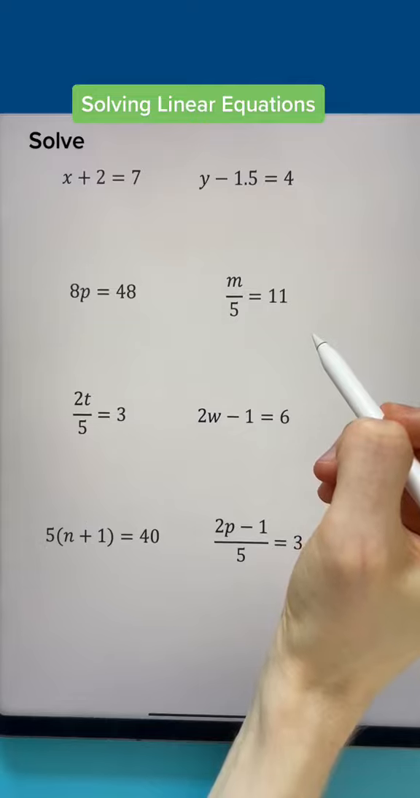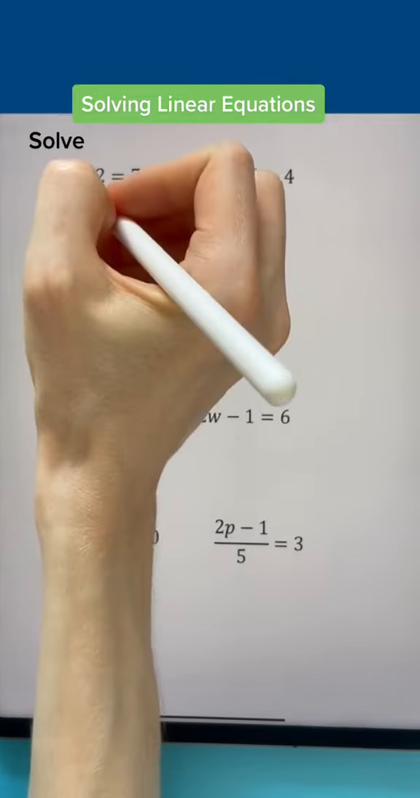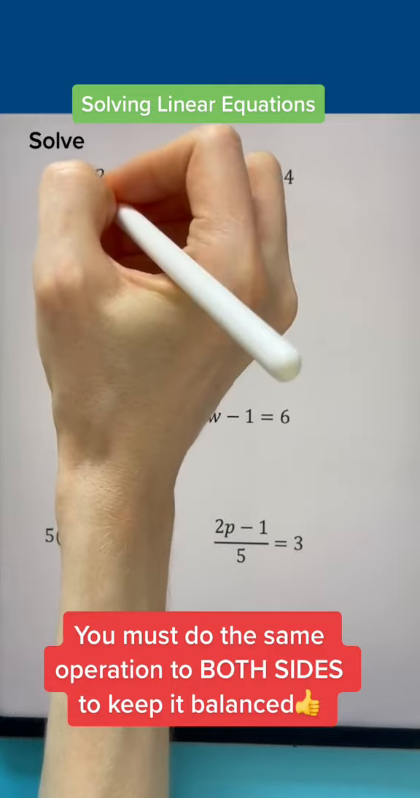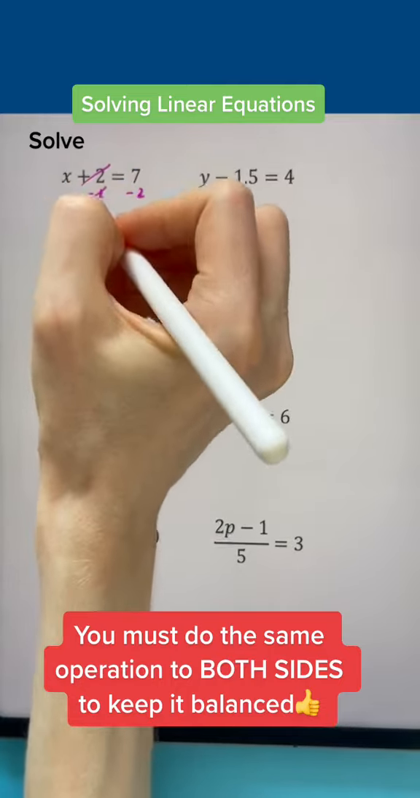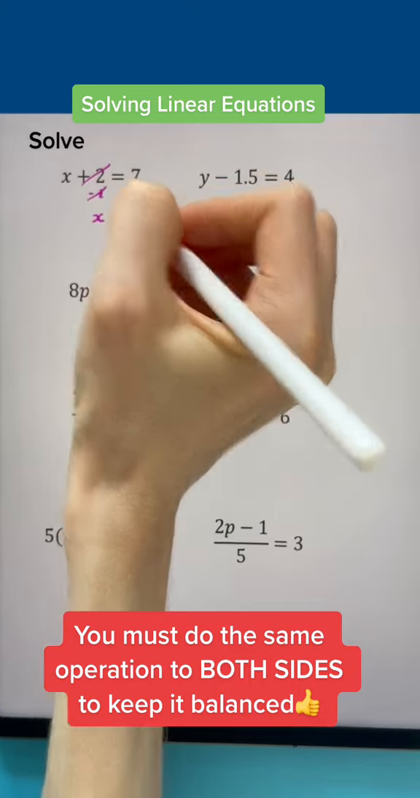Solve means to work out the value for the letter. Here the opposite of add 2 is to subtract 2 from both sides. 2 take away 2 will cancel, leave us with x, and 7 take away 2 gives us 5.